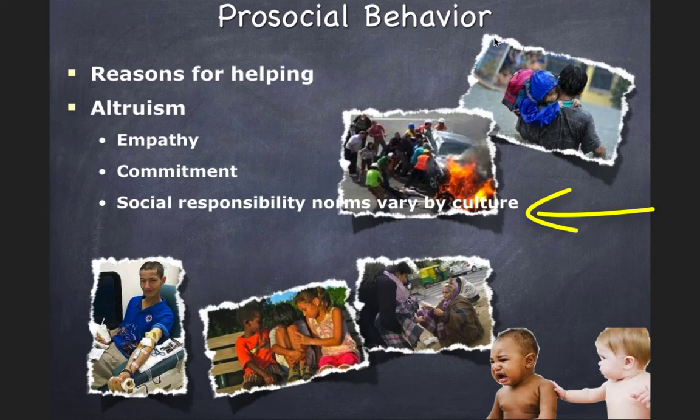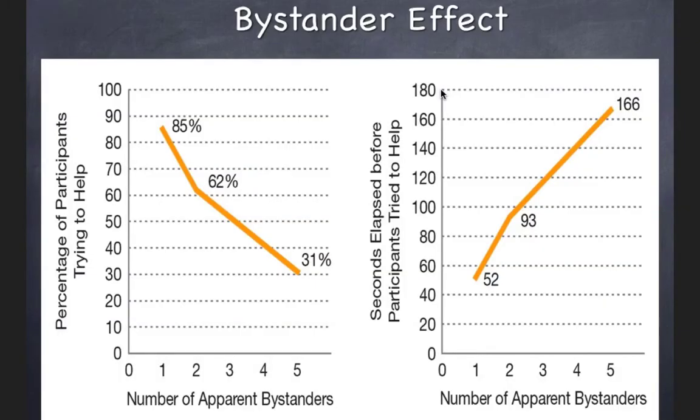In the U.S., people are more likely to help anyone in a life-threatening situation, but only family members in moderate, dangerous situations, whereas in other cultures, they're more open to helping anybody in need. Now, one of the things that's a curiosity in social psychology, and one of the studies that they've done, is what's called the bystander effect.